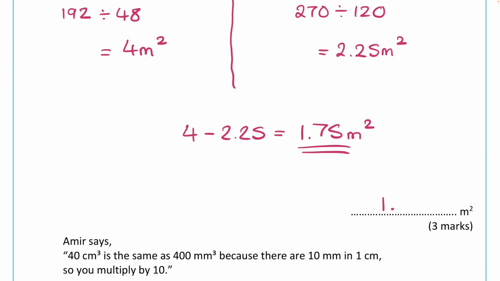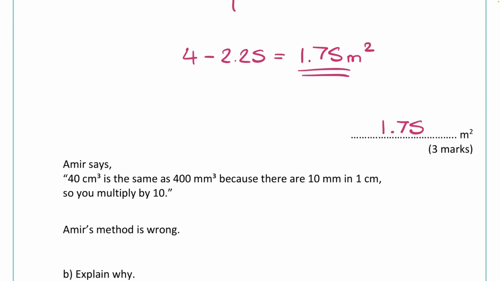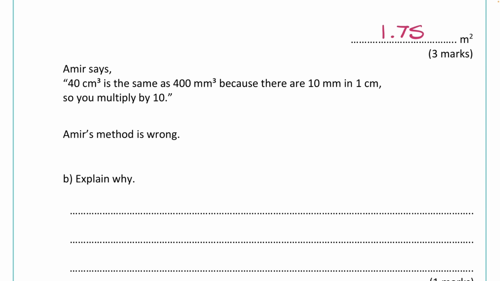So here we go, 1.75 is our final answer. Now part B here is looking at some area volume units. This one, particularly looking at volume units where we have centimetre cubed involved, it says Amir says 40 centimetre cubed is the same as 400 millimetre cubed.